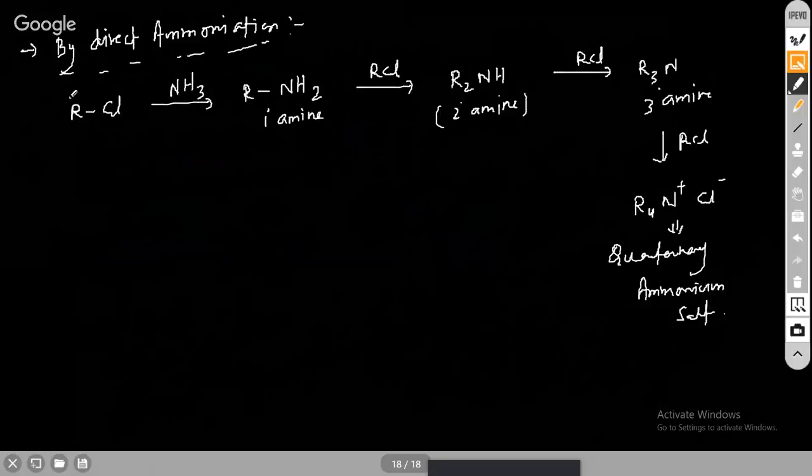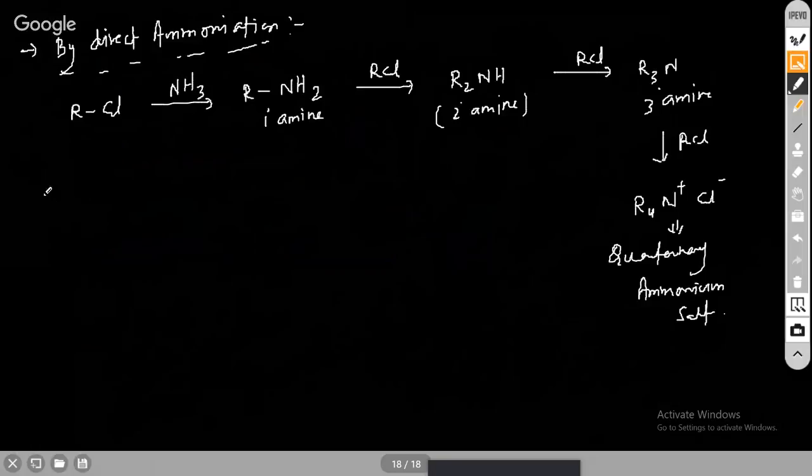The direct ammoniation gives you a mixture of amines. That's why it is not that useful. Suppose you require 1 degree amine, but if you use this method, you will not get only 1 degree. You will get 2 degree, 3 degree, and salt also. So all these reactions which give a mixture of amines are not that useful. You would have to separate the 1 degree amine from the 2 degree and 3 degree, which requires more cost. So this is not a cost effective method, and generally we don't use it to prepare amines.